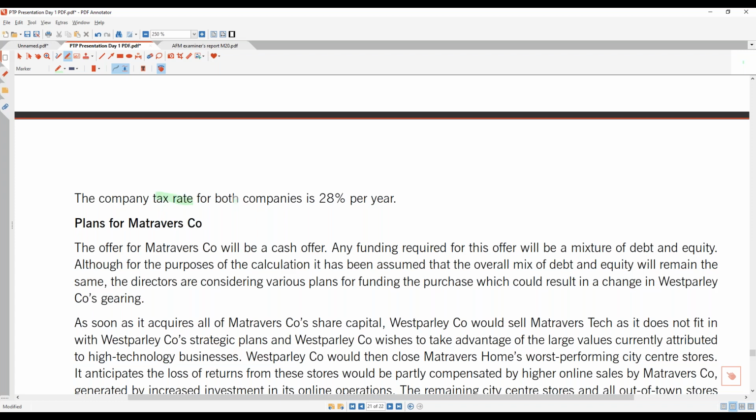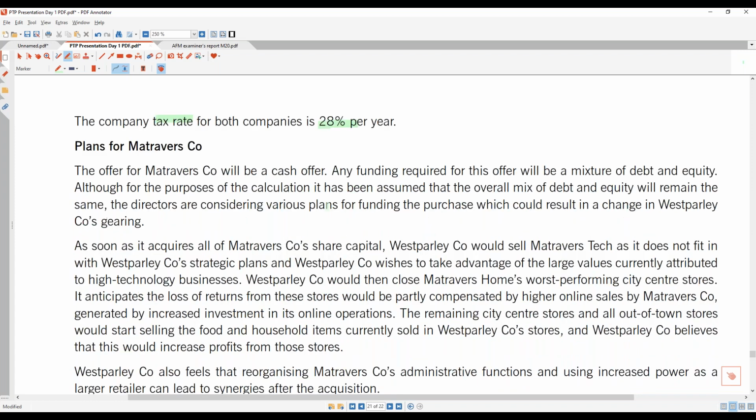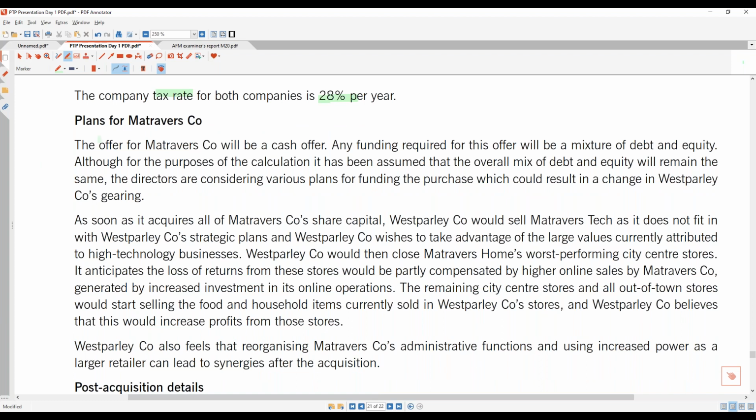Tax rate 28%. No worries. Plans for the Matt Travers company, with respect to West Parley. The offer for the Matt Travers company will be a cash offer. Any funding required for this offer will be a mixture of debt and equity. For the purpose of the calculation, it has been assumed that the overall mix of debt and equity will remain the same.